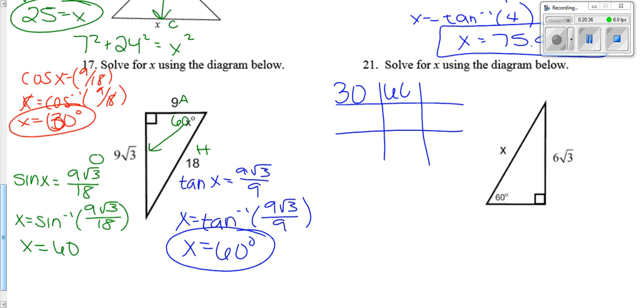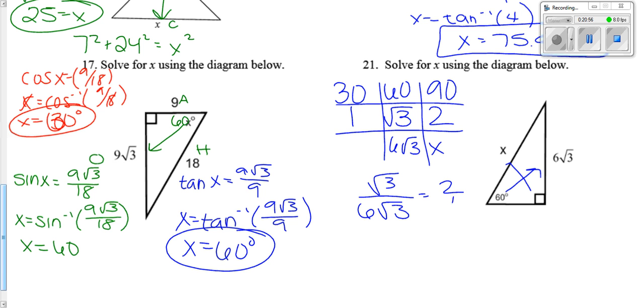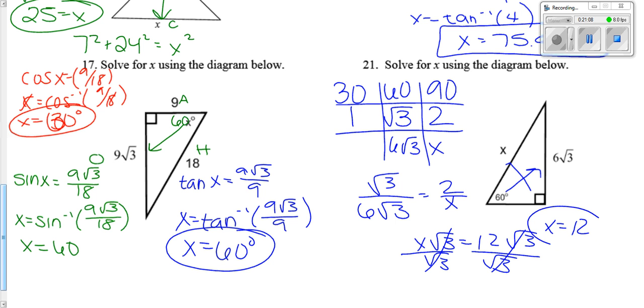30, 60, 90. You also could use trig, and I'll show you how you could use trig for this one. 1, square root 3, 2. Across from the 60 is 6 square root 3. Across from the 90 is the x. Square root of 3 over 6 square root 3 equals 2 over x. x radical 3 equals 12 radical 3. Divide both sides by the square root of 3. I get x equals 12.